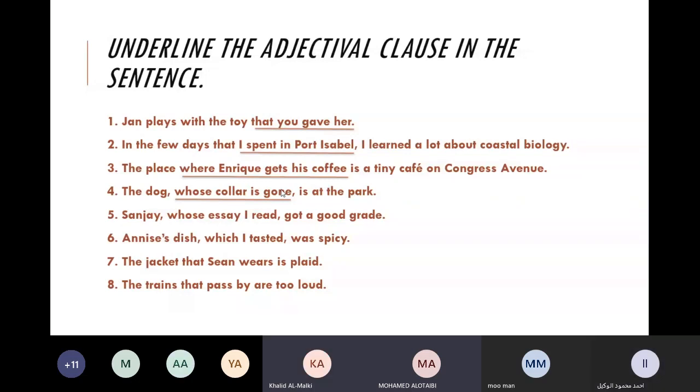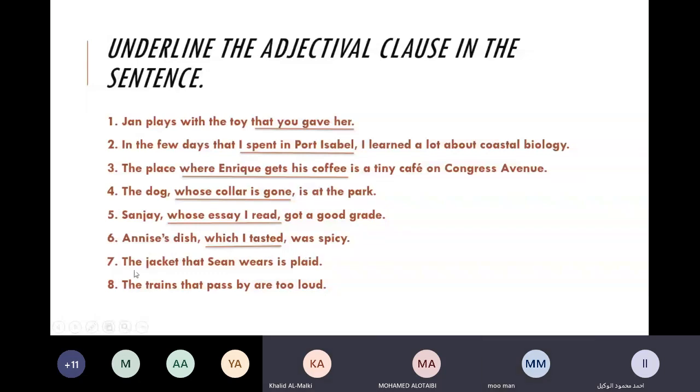Number 5, Khalid. Sanjay, whose essay I read, got a good grade. Whose essay I read. Very good. I can also ellipse whose essay I've read and say Sanjay got a good grade. Very good, Khalid. Muhammad. Anis's dish which I tasted was spicy. Which I tasted. I can just ellipse it also and say Anis's dish was spicy.